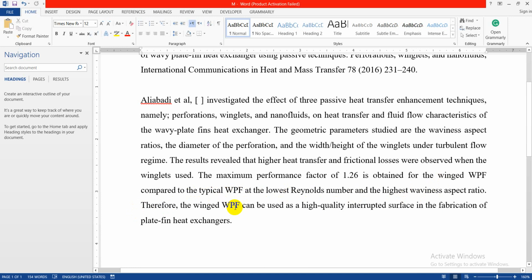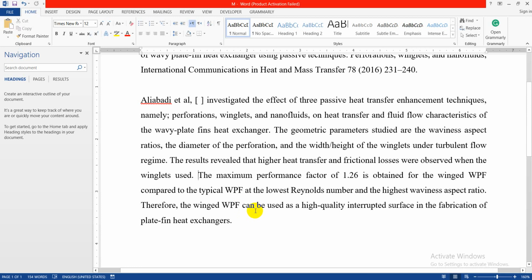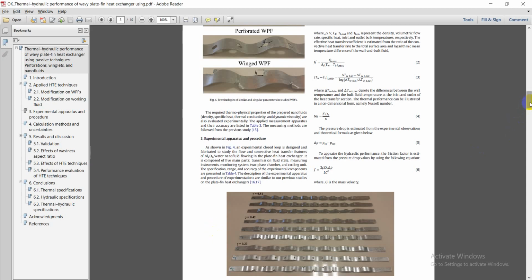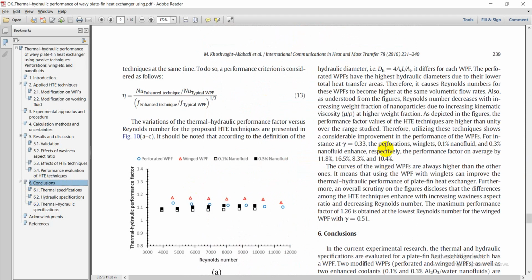Therefore, the winged WPF, which is this one, can be used as high quality interrupted surface in the fabrication of plate fin heat exchanger. Okay, so if you think this is not informative enough, we can go to the conclusion. Here you can see the conclusion.